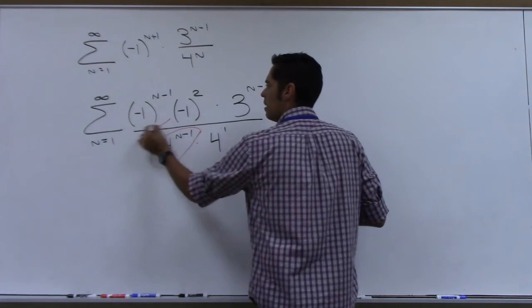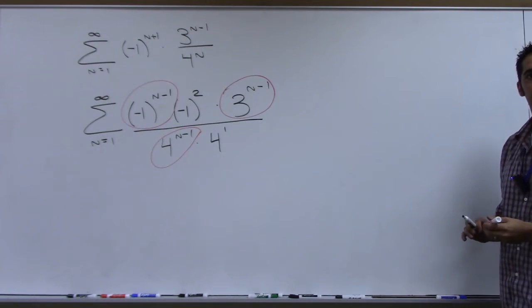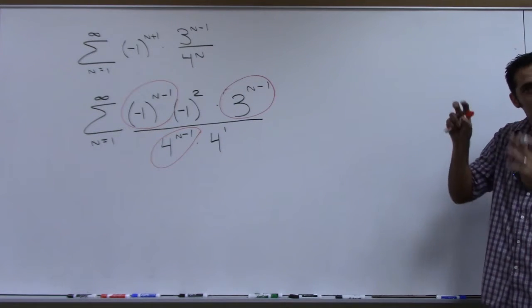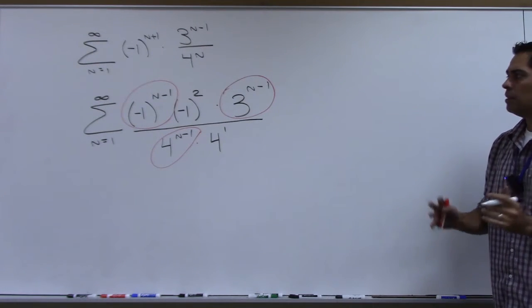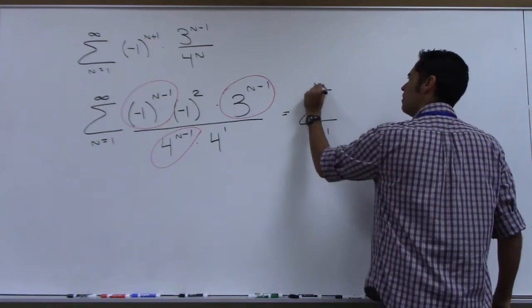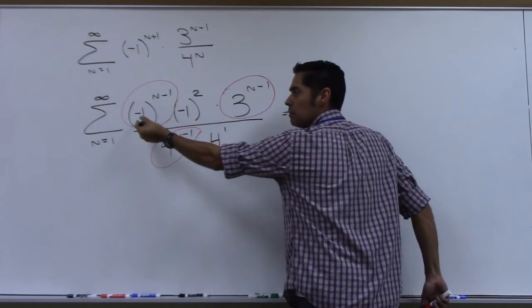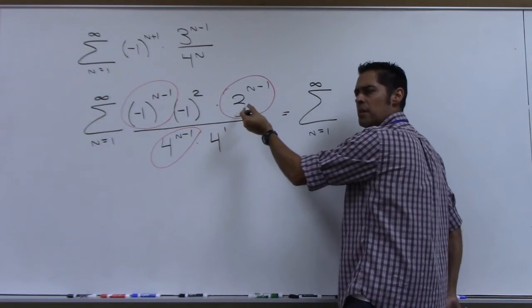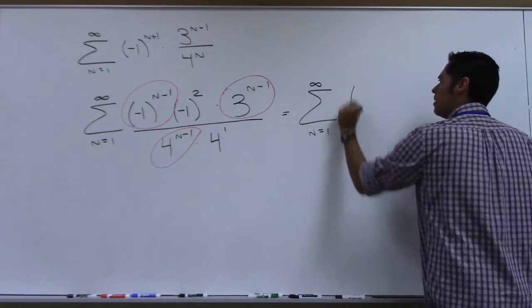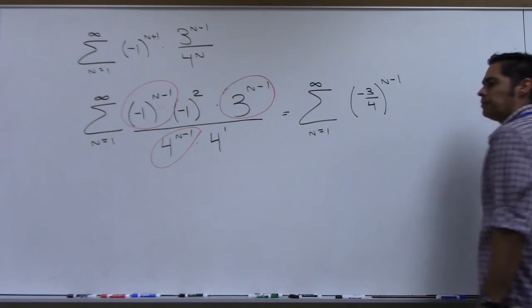This, and this are all raised to the same power, aren't they? If they're all raised to the same power, I can put them all together in a parenthesis and use that power on the entire thing. So how about doing this? Sum n equals 1 to infinity. It'll be the negative 1, and then it'll be the 3. What's negative 1 times 3? Negative 3 over 4. So how about this? Negative 3/4 to the n minus 1.